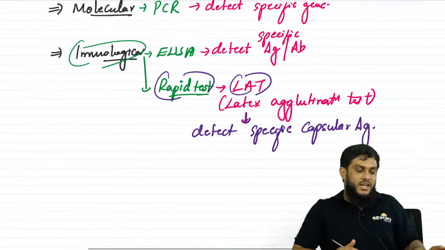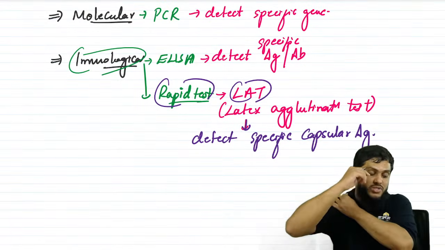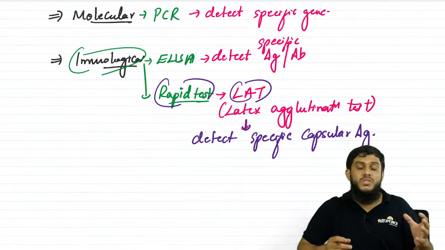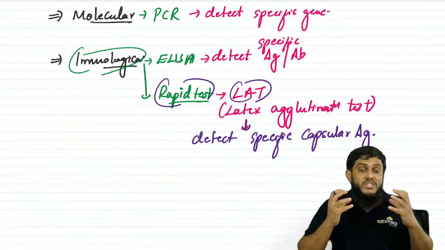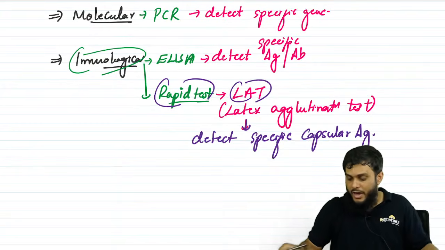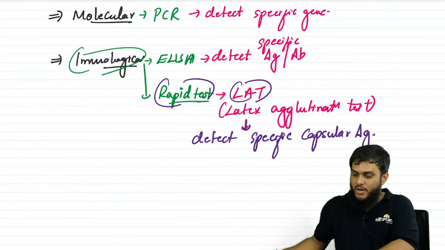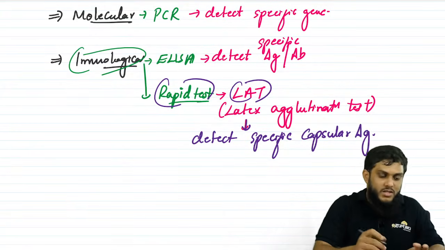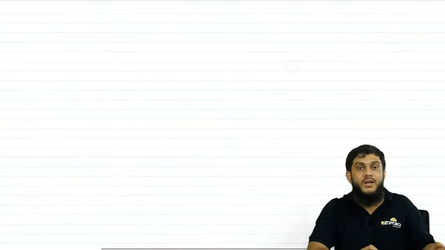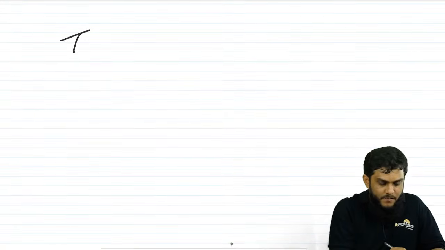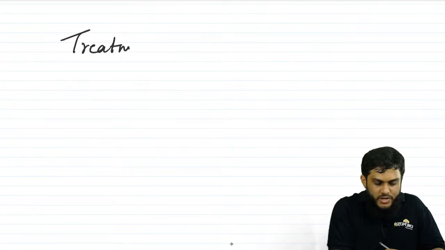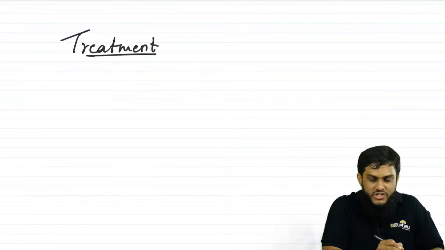Right? So these are the important lab diagnostic methods by which we can diagnose, or the clues which help us to identify the organism. So we are almost done with the class. Diagnosis is done. The last thing is treatment.